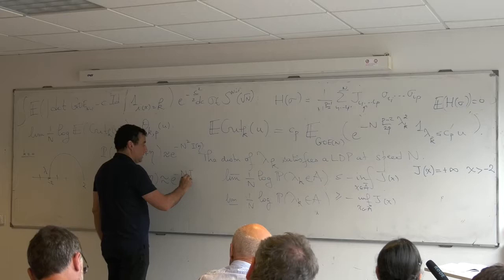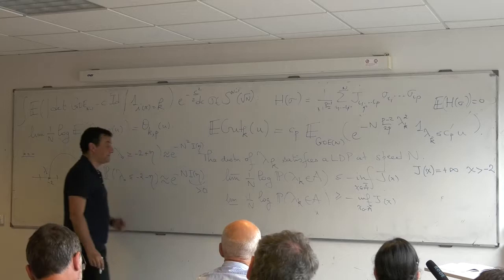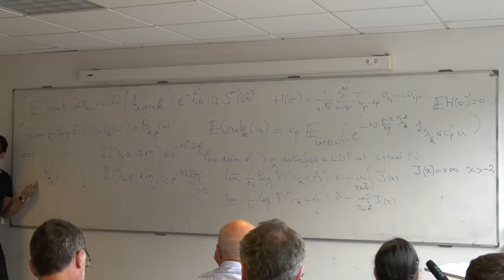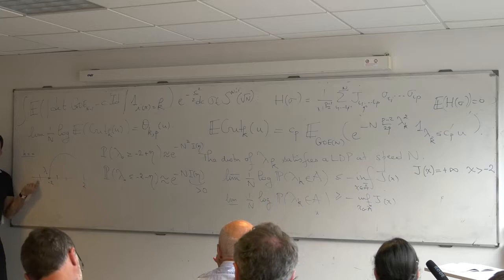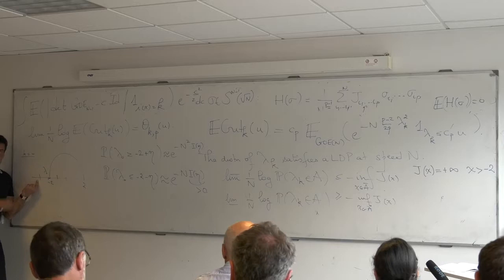Okay, which is positive now, which is this j. Okay. So the probability to move an eigenvalue here is exponential minus n times something, whereas the probability to move it on this side is exponential minus n squared. So moving one eigenvalue here is expensive, it's exponential minus n, but it's not terribly expensive. This is what this theorem tells you.